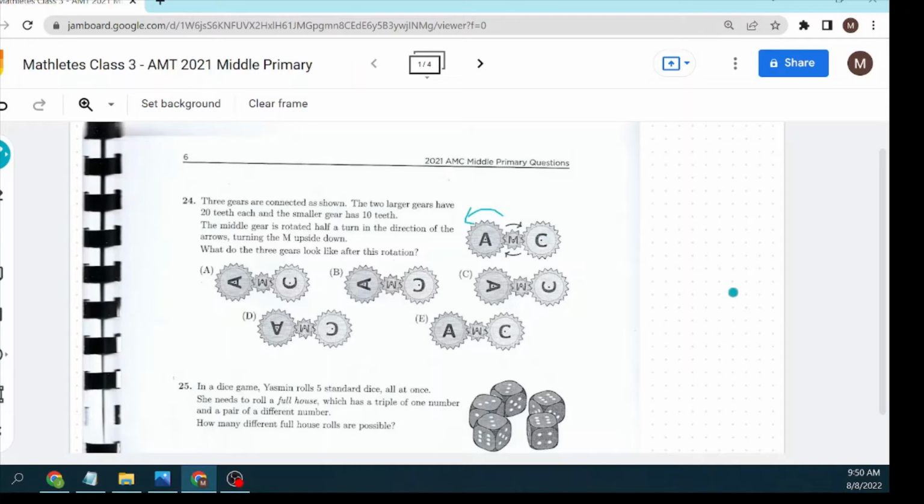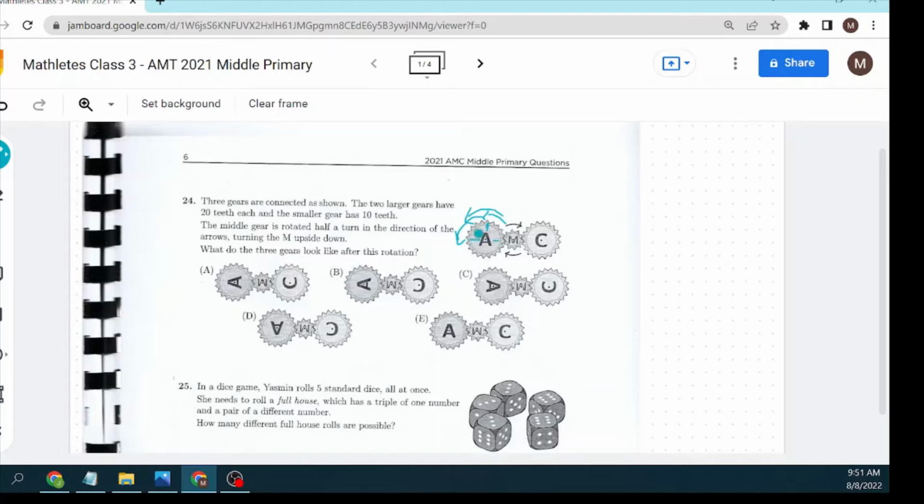So what we have next is, when M moves 5 teeth, then A will also move 5 teeth, right? So 1, 2, 3, 4, 5. You can consider it this way, or since A and C both have 20 teeth and 5 is 1/4 of it, it would move 1/4. Currently A is here, so whenever A moves 1/4 anti-clockwise, it would move to here, a clear 90-degree shift to the anti-clockwise.